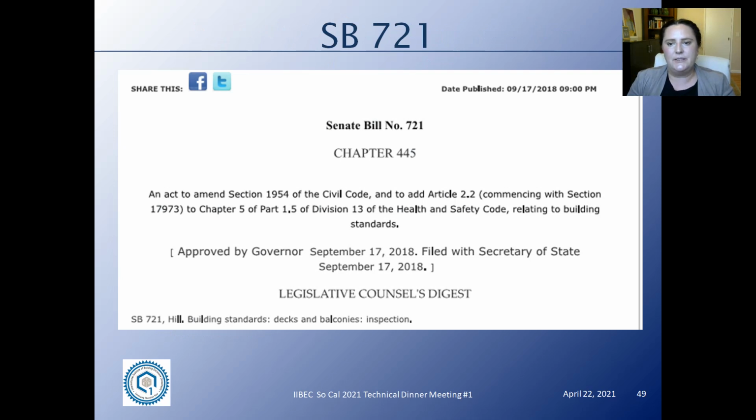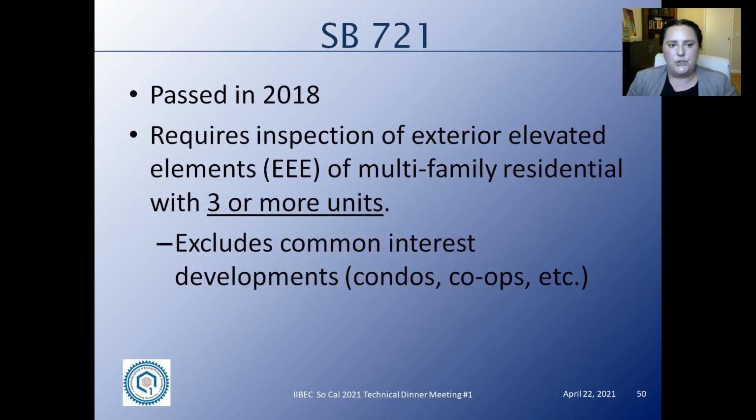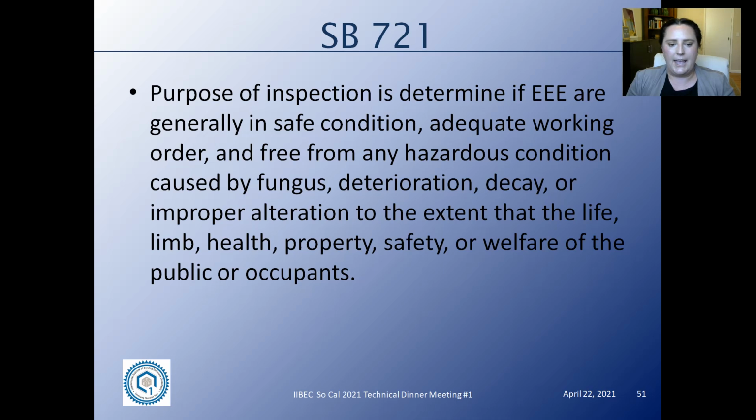So first, let's look at Senate Bill 721. This was passed in 2018, and it requires inspection of EEEs of multifamily residential buildings with 3 or more units. This excludes common interest developments, so condos and co-ops, etc., are excluded from SB 721. And as a direct quote from the bill, the purpose of inspection is to determine if the EEEs are generally in safe condition, adequate working order, free from any hazardous condition caused by fungus, deterioration, decay, or improper alteration to the extent that the life, limb, health, property, safety, or welfare of the public or occupants. So that is the main purpose of this bill.